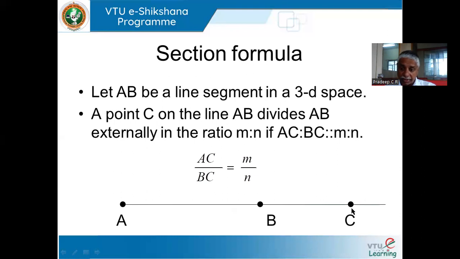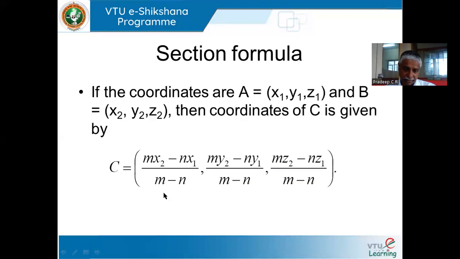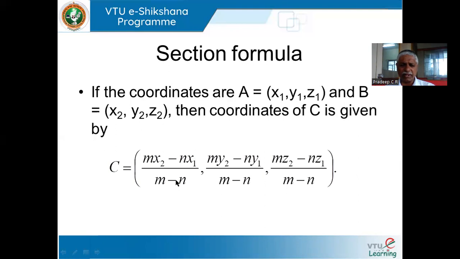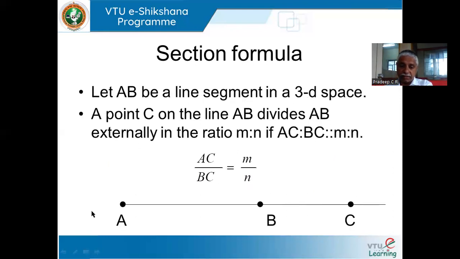So now I want the coordinates of C in terms of A, B and M and N. If I know point A, if I know point B, if I know M, if I know N, I want to find the coordinates of C. For that, again, it's almost the same formula. Instead of plus, you have minus everywhere. Mx2 minus nx1. So remember, it's the same thing. If A is x1, y1, z1, and B is x2, y2, z2, and AC is M and BC is N, then Mx2. So that is what comes.